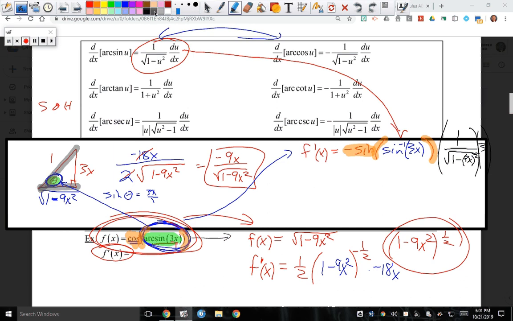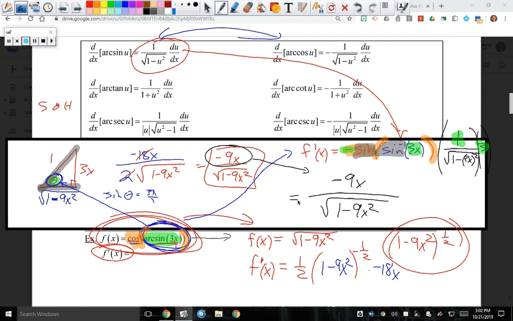What happens, guys, to this sine and this arc sine? They cancel to a form of 1. So all I have left in the numerator is a negative 3x times 1 times 3, which is a negative 9x, which is what you see over here. And then all I have in the denominator, simplified, is the same thing.